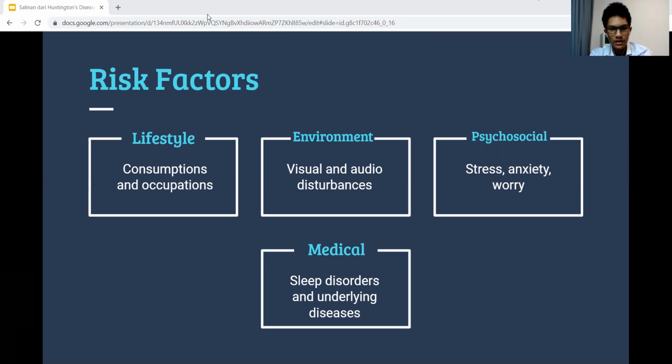Now, lastly, the medical conditions factor involves some sleep disorders and underlying diseases. As for the sleep disorders, some of the examples are insomnia, obstructive sleep apnea, restless leg syndrome, or even circadian rhythm disorders. And as for the underlying diseases, they may be chronic kidney disease, restrictive lung disease, diabetes, even psychiatric disorders. Now, even the slightest stimuli like pain may disrupt our sleep in the middle of the night.